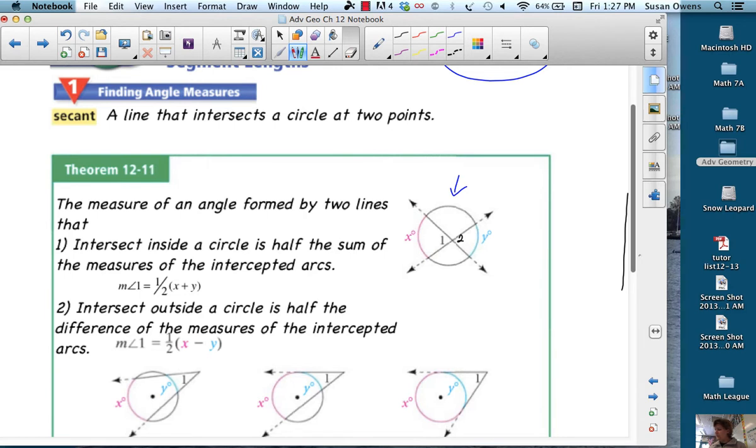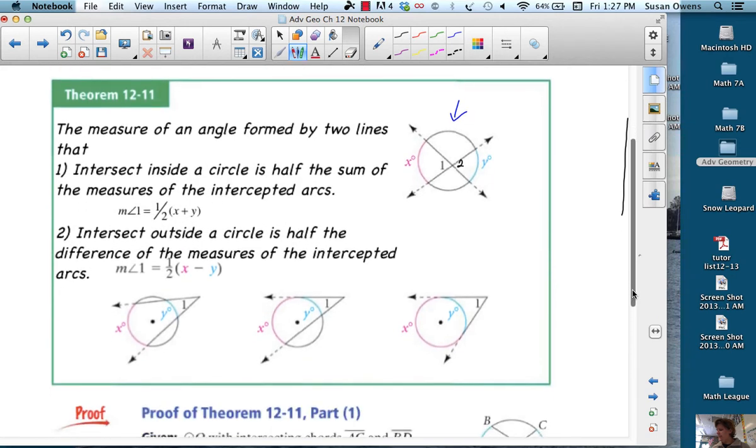So what this one is saying is that the measure of angle 1 is half the sum of the measures of arcs x and y. And you can also say the measure of angle 2, I put a little 2 here, is also 1/2 of the sum of the arcs x plus y, since they're vertical angles, so they're both the same.